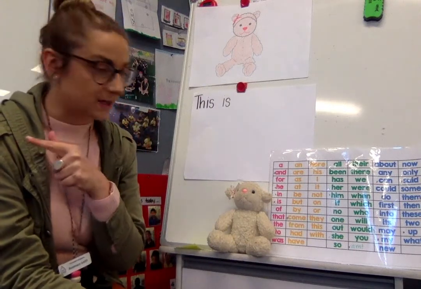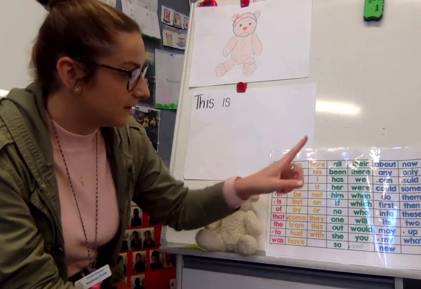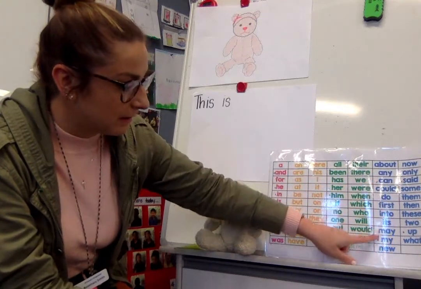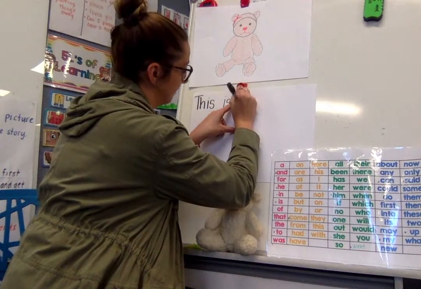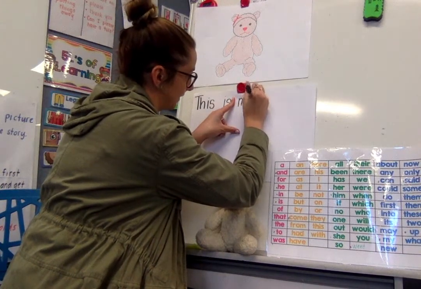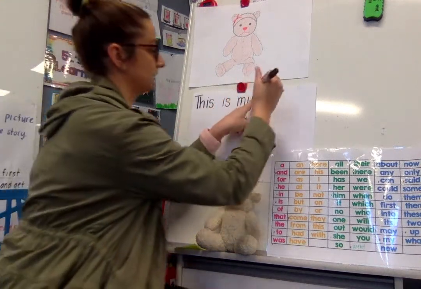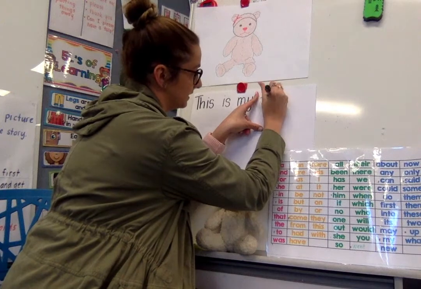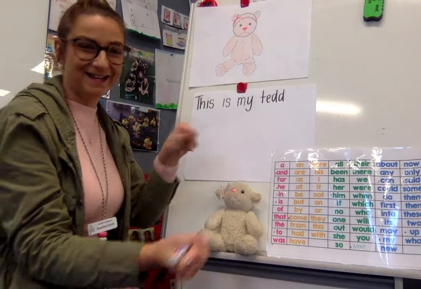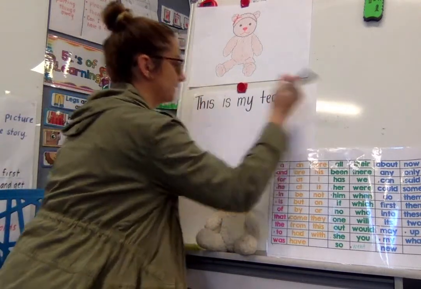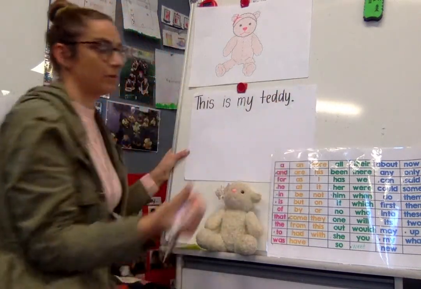My. It starts with an M, so I'm going to have a look through and see if I can see my. There it is, so I'm going to be using that word. This is my teddy. Teddy. I know that starts with a T. Ted. And remember, D has a diaper, not a belly. So this is my teddy. I'm going to end my sentence with a full stop.